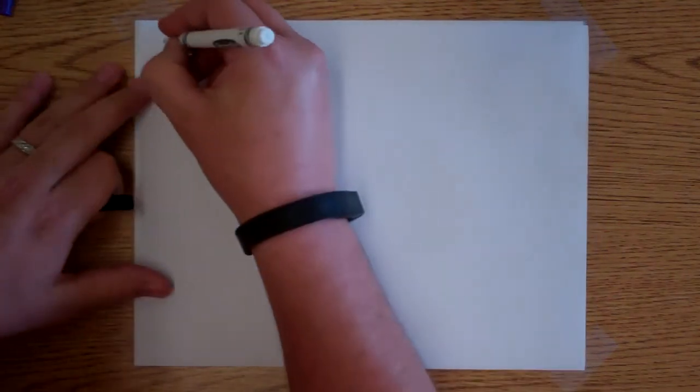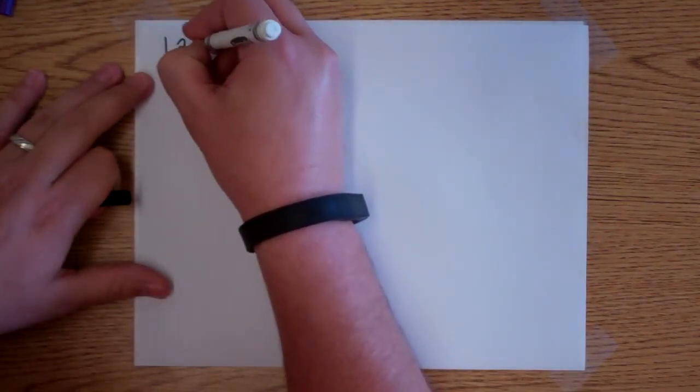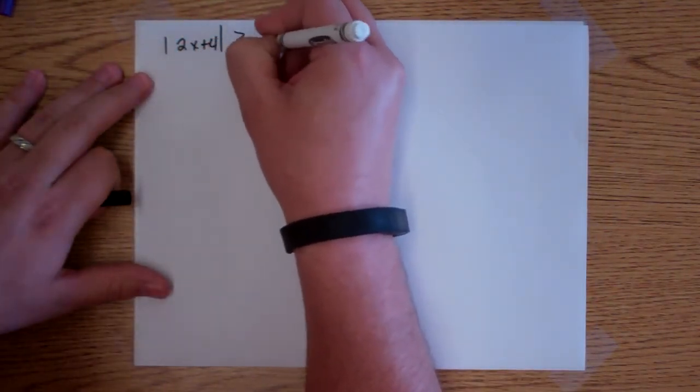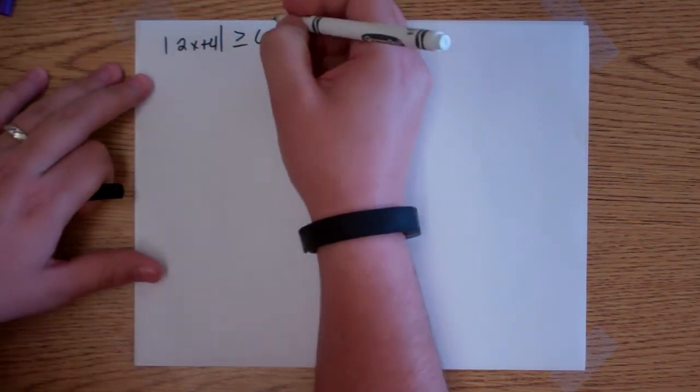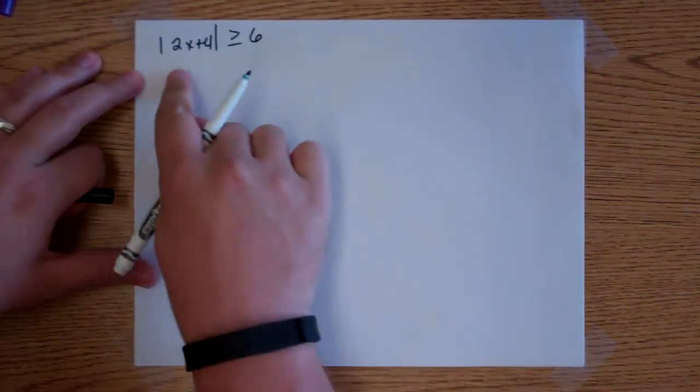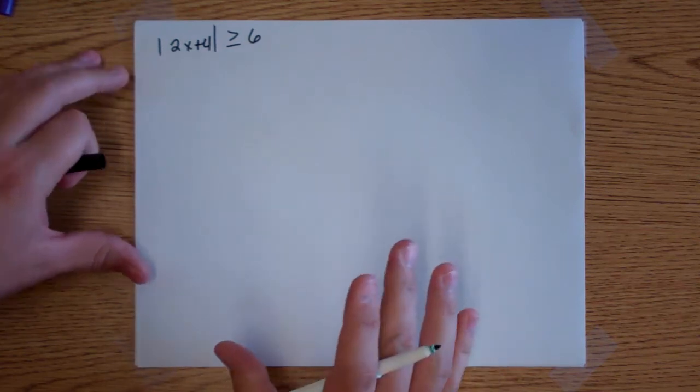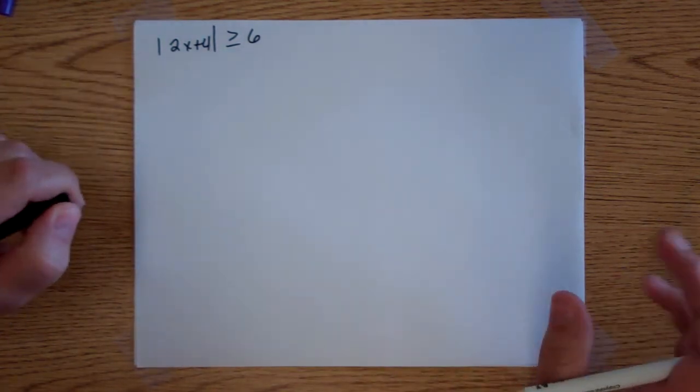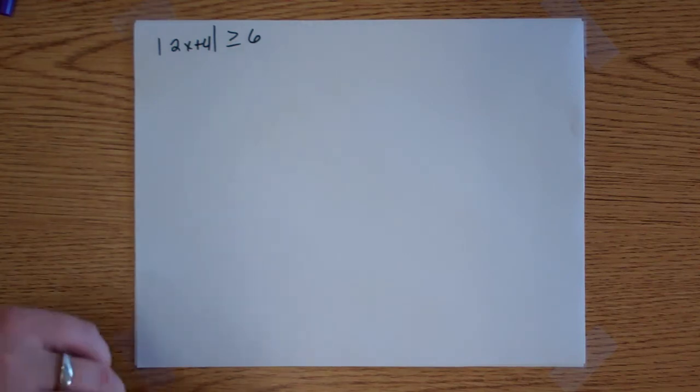All right, so last one. Absolute value of 2x plus 4 is greater than or equal to 6. What I want you to do is pause the video and solve the inequality and try to graph it. If you can't graph it, don't worry too much. I will show you what the graph looks like. So pause the video and solve this.